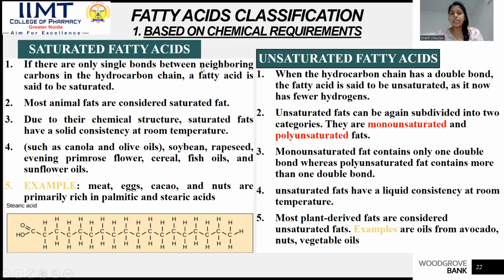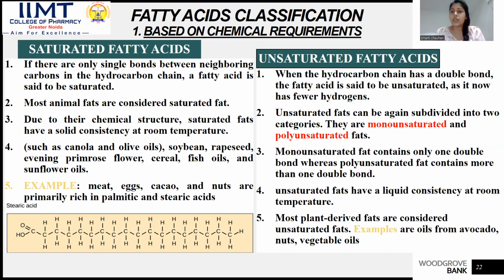Most animal fats are considered saturated fat. Due to their chemical structure, saturated fats have a solid consistency. As I've already told you, fats are called fats if they are in solid form at room temperature. So they have a solid consistency at room temperature, such as canola and olive oil, soybean, rapeseed, these are examples of saturated fatty acid. They can be acquired from meat, egg, cocoa, and nuts, and are primarily rich in palmitic and stearic acid, which are examples of saturated fatty acids.